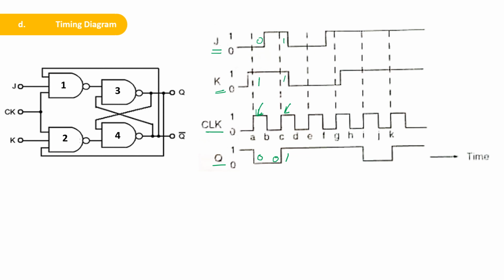Now here, even in this condition, your clock signal is present, but your input is 0 0 at this instant. 0 0 means there is no change, so the output will remain as the previous state. Similarly, you can see the different instants of the clock signal and the corresponding input and output combinations in the timing diagram.